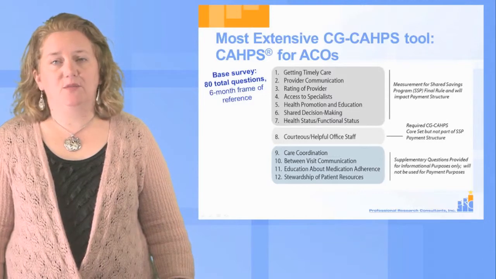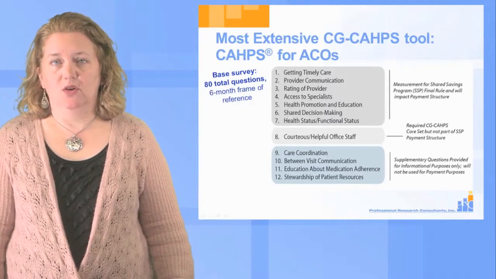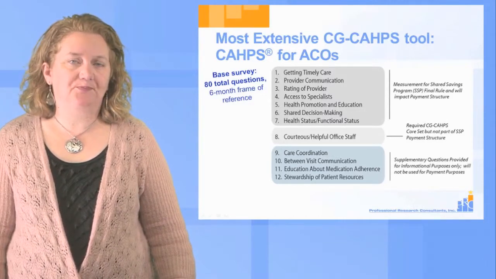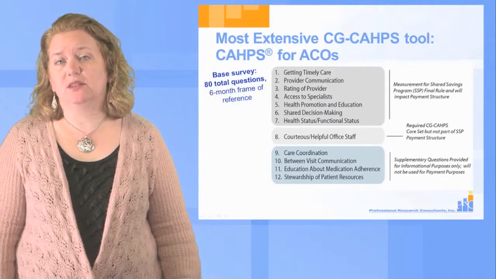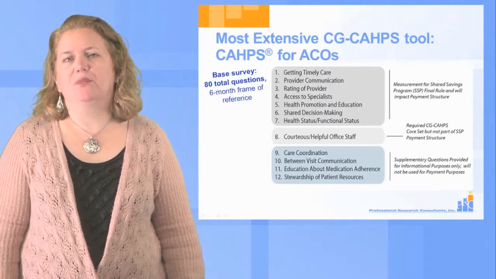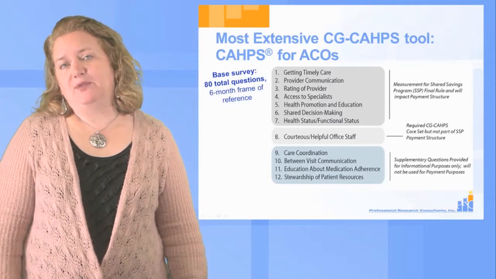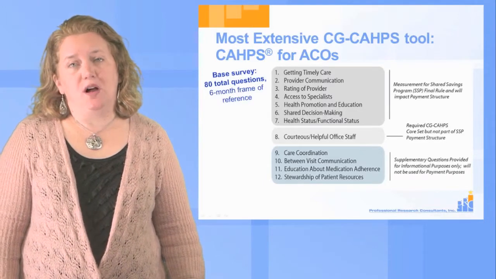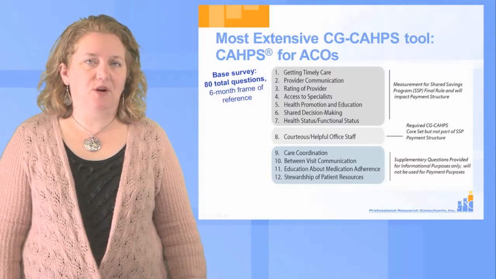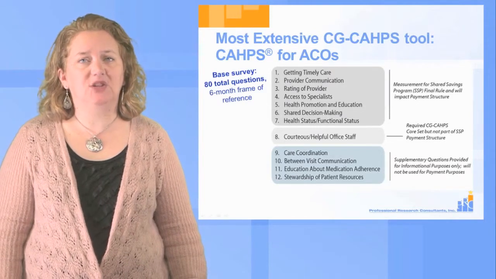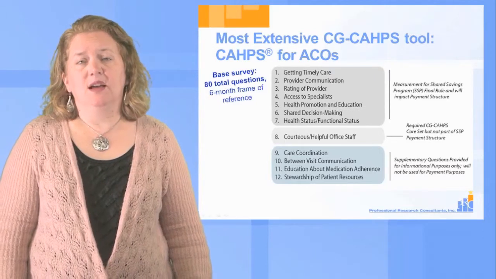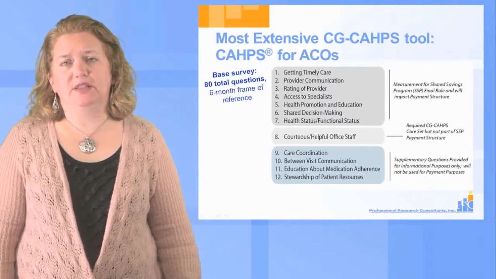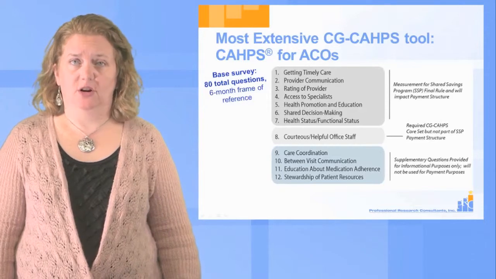The granddaddy of them all is the CAHPS for ACOs survey, which contains 80 questions. We've been talking with several clients about using this survey as a starting point and trimming down from there. The CAHPS for ACOs survey is arranged into 12 summary measures plus patient demographic questions, and it asks patients to reflect on all of their visits over the last 6 months. It's built upon the CG-CAHPS survey developed by AHRQ several years ago.